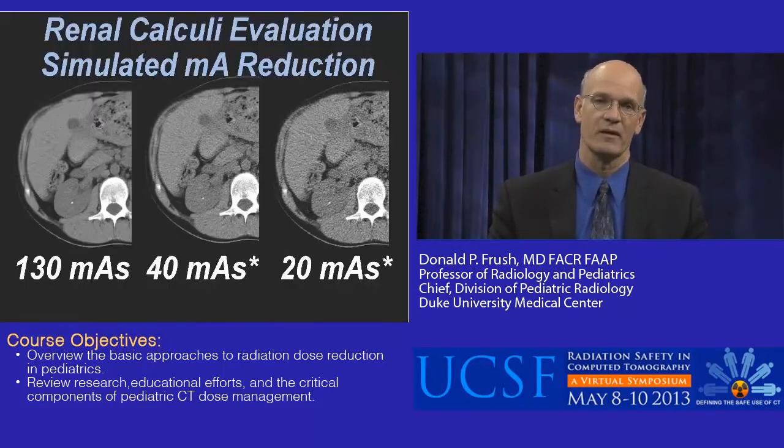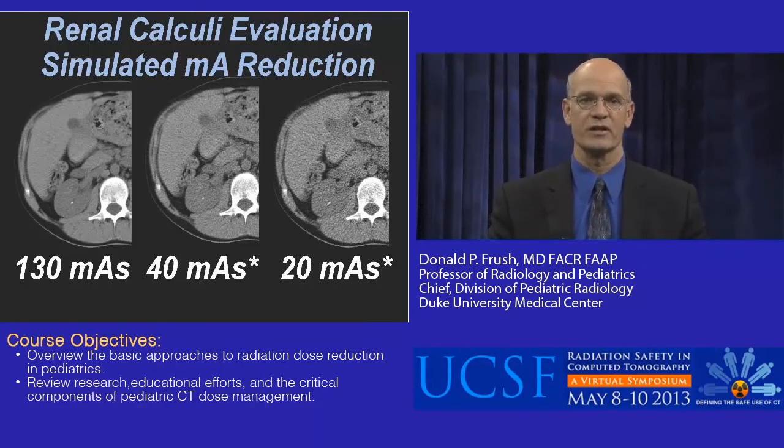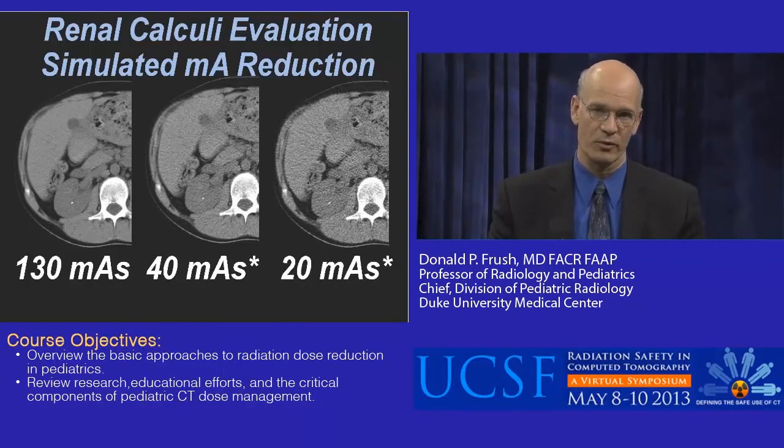Here is again the paradigm that I described earlier, where we can add image noise to a study. This is a pediatric patient with a kidney stone, and you can see at 130 mAs that stone in the right kidney, but it's also evident at 40 mAs and at 20 mAs. By adding noise to this image, we are confident now that we can decrease our dose for kidney stone protocols across the pediatric population by up to a factor of 6.